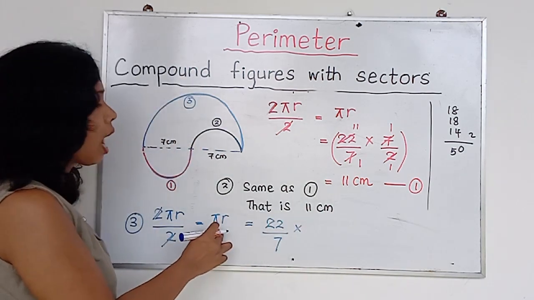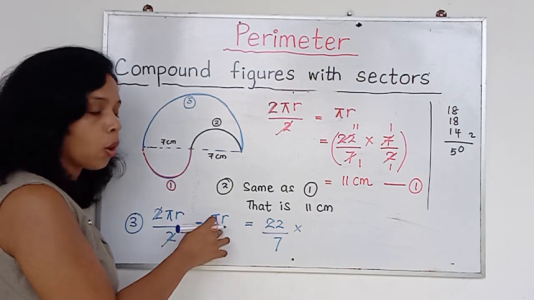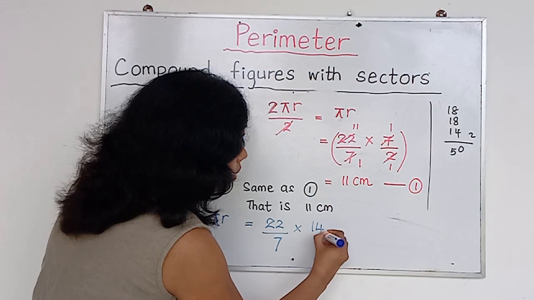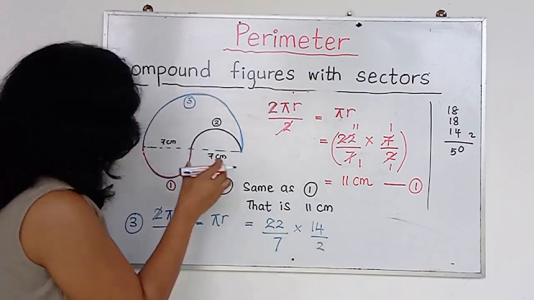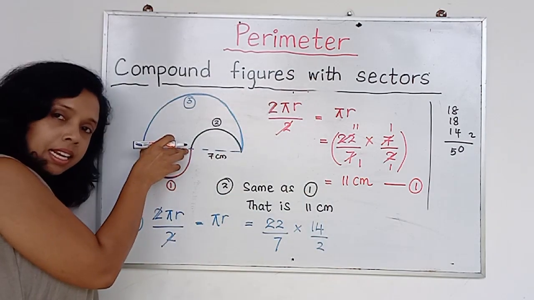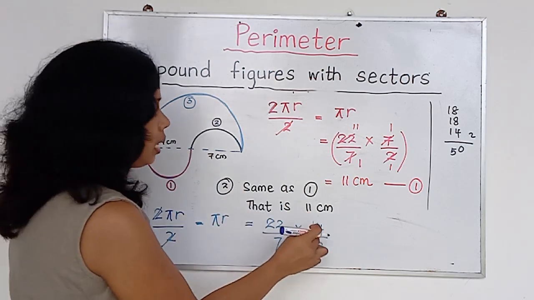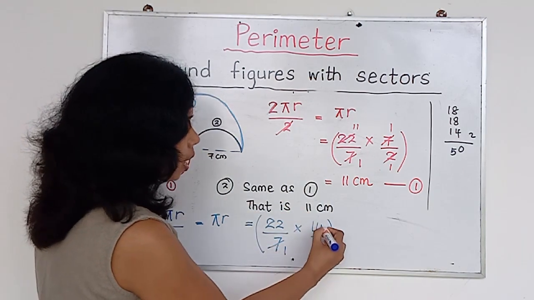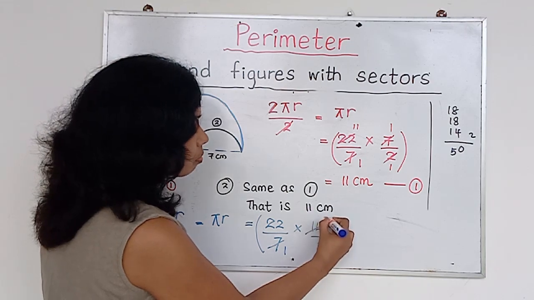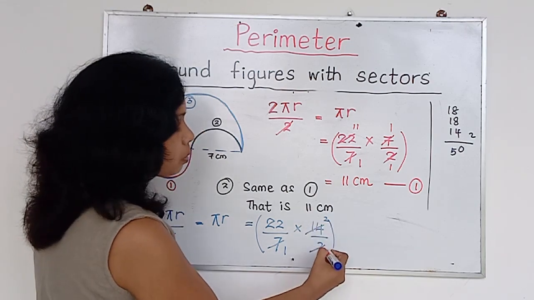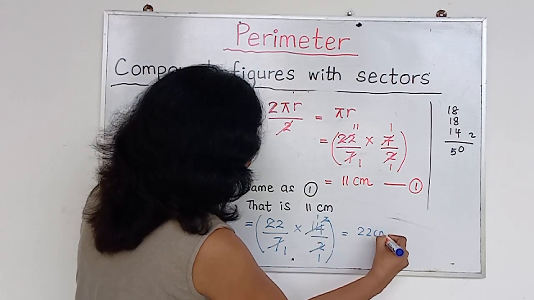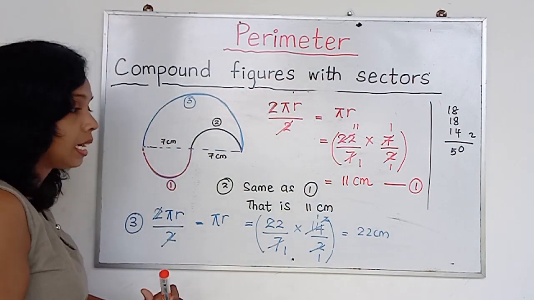And instead of r, what should I write now? The total length is 14. 14 divided by 2, or else you can write this as the radius. Right. 14 divided by 2. How can you simplify? 7 times 1, 7 times 2. 2 times 1, 2 times 1. Answer is 22 centimeters. So this is number 3.